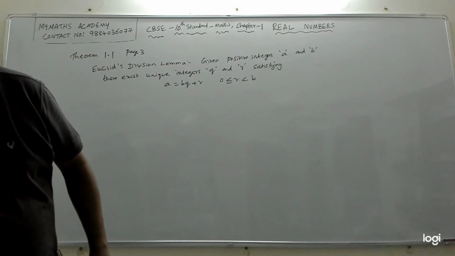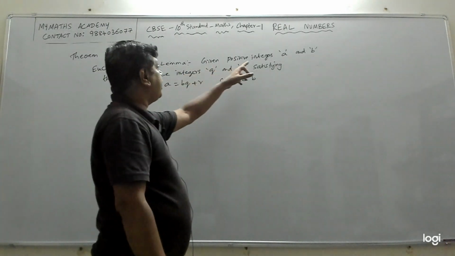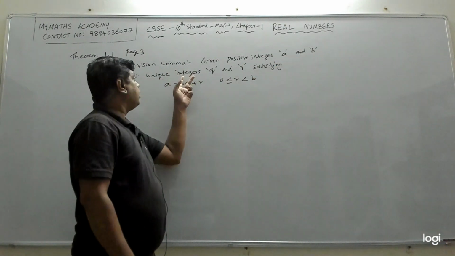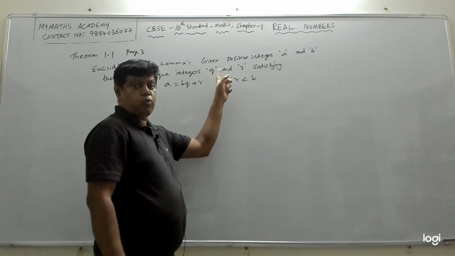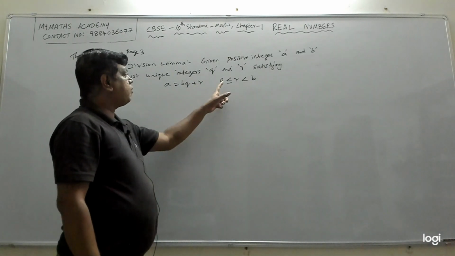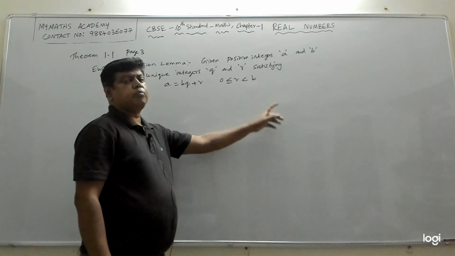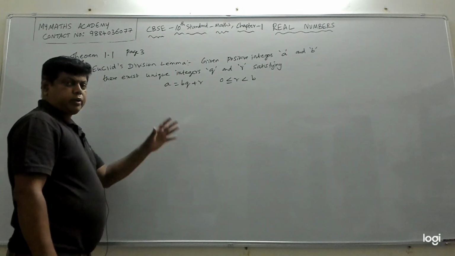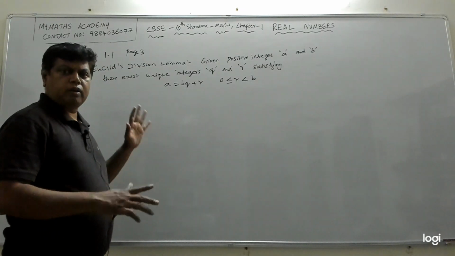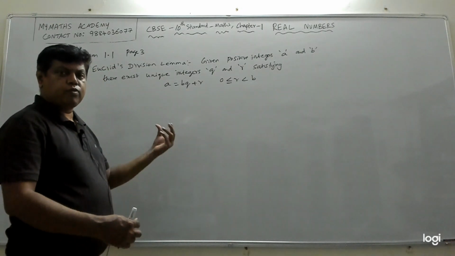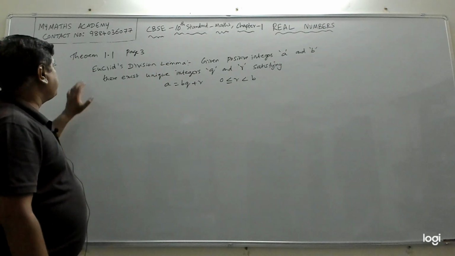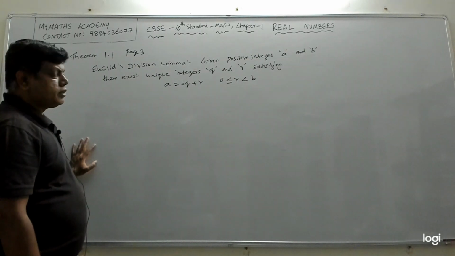So what it says is, if you are given two positive integers a and b, then there exist unique integers, two more, q and r, such that a can be expressed as b into q plus r, where 0 is less than or equal to r less than b. If you read the statement, it may be a little confusing. What is a, what is b, what is q, what is r? What is this condition? I'll give you some examples, then you will be able to understand Euclid's division lemma, or theorem 1.1 on page number 3 of your textbook.